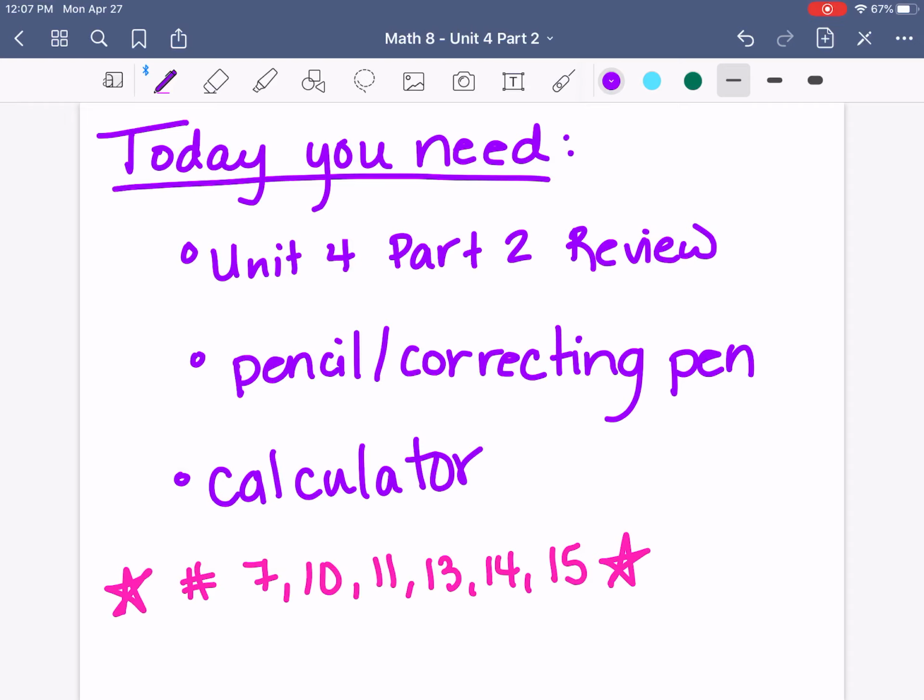So if one of these problems is not what you're looking for an extended explanation for, then you need to stop the video and go over to the key that's posted in Google Classroom for today. So you need your review, pencils, correcting pens, whatever you're using, and a calculator. And again, we are only going over problems 7, 10, 11, 13, 14, and 15. You can find the answers, including all the steps, in the key that's posted on Google Classroom.